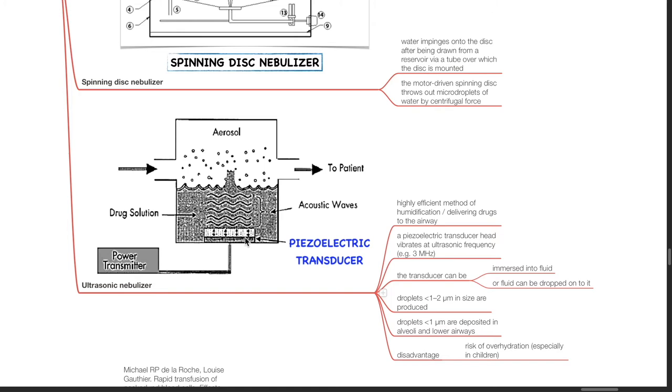Droplets of less than 1 to 2 microns in size are produced. Droplets of less than 1 micrometer are deposited in alveoli and lower airways. Despite this advantage, there is a risk of overhydration.